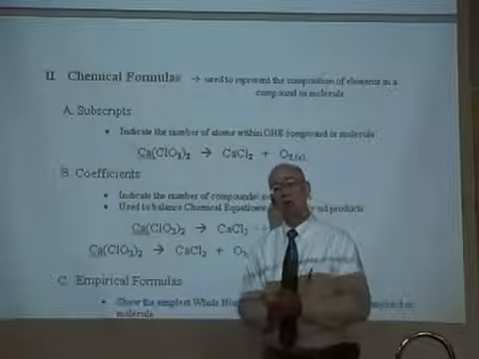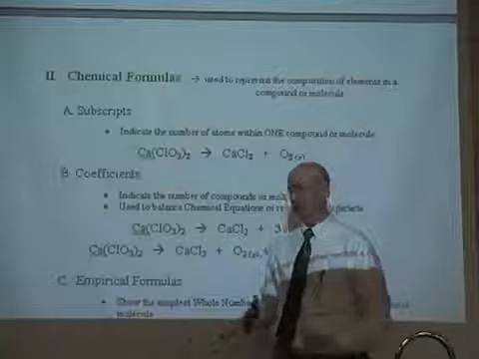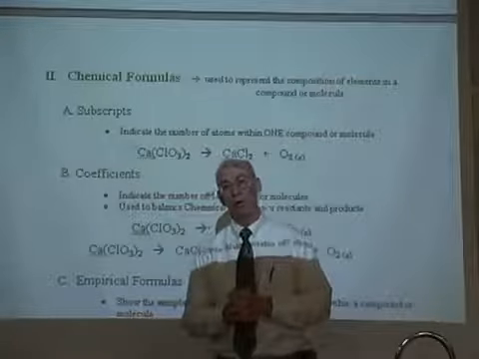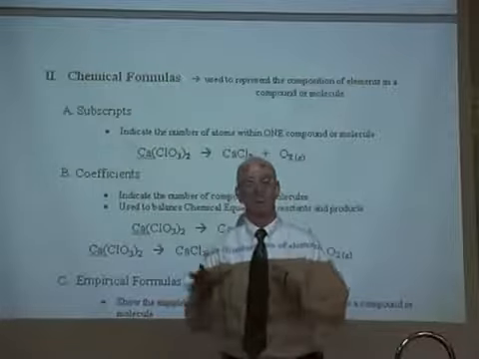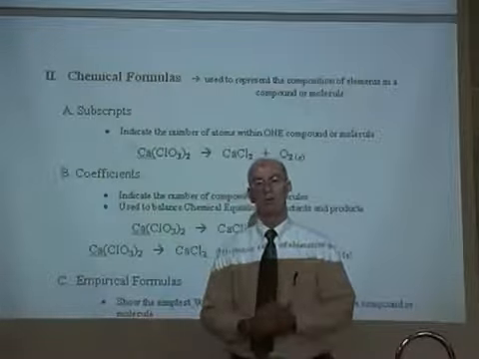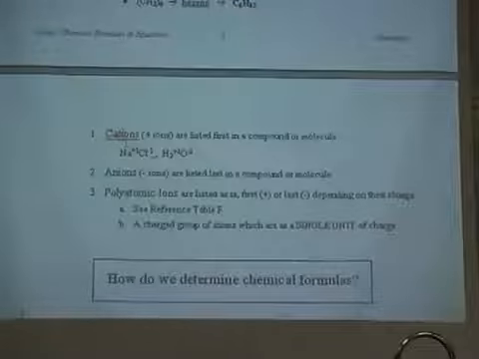When we write a formula, we want to write it as simply as possible, and that is called an empirical formula. For instance, water we know is H2O. You could say that it's H100O50, but we'd rather simplify it to its simplest ratio of whole numbers, and that would be H2O.